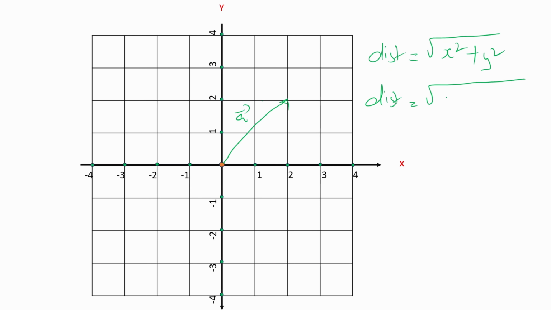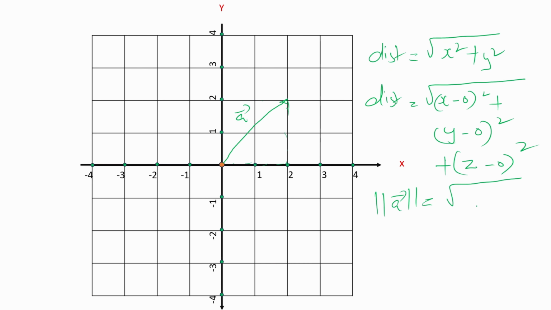equals square root of (x minus 0) square, since we are calculating the distance from the origin, so it would be plus (y minus 0) square. And for 3D, if we had 3 components, then we could do plus (z minus 0) square. Now we could also construct a triangle, and the magnitude of this A is given by the square root of x square plus y square, which is basically the sum of these squared sides.